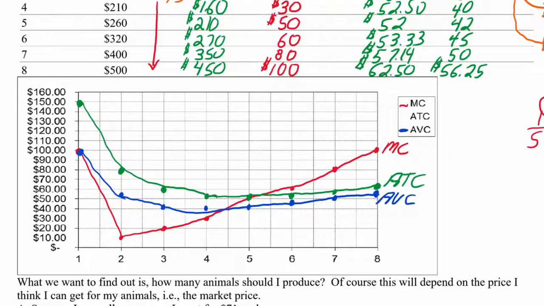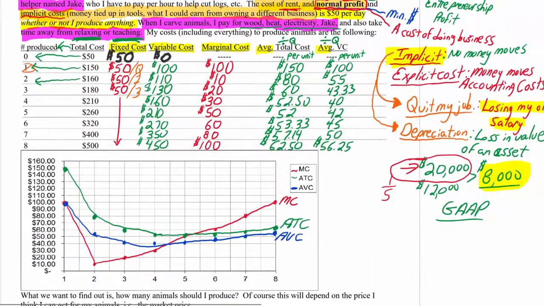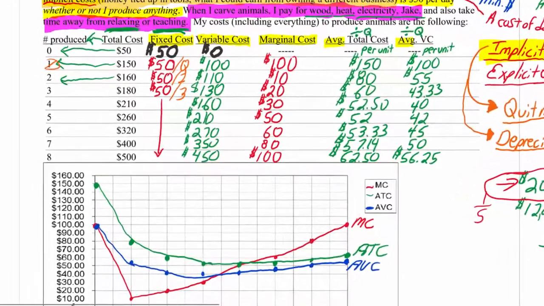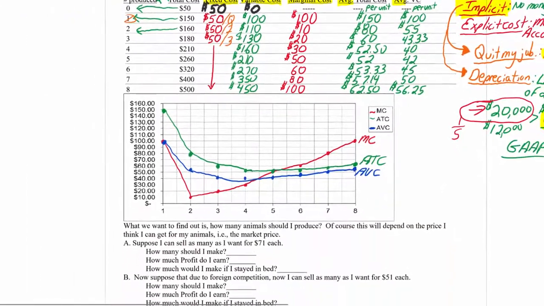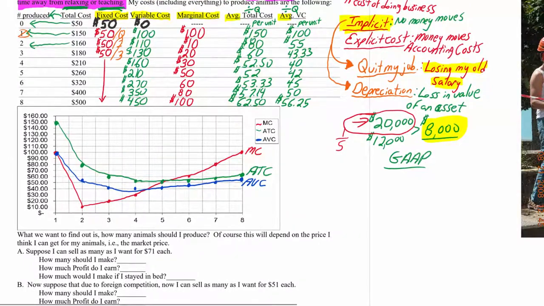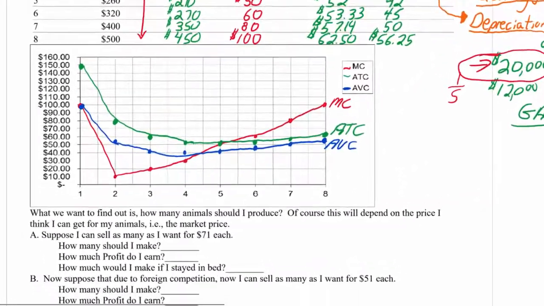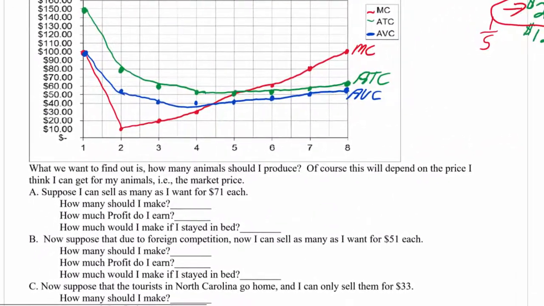Finally, now that we have all of those things in the background kind of understood, what are fixed costs and variable costs and implicit costs and what's normal profit? And again, let me remind you that normal profit is included in this $50 of fixed costs here. What do we do with all this stuff? Well, we use this information in the table and in the graph to help us decide how many units we should produce given different market prices.